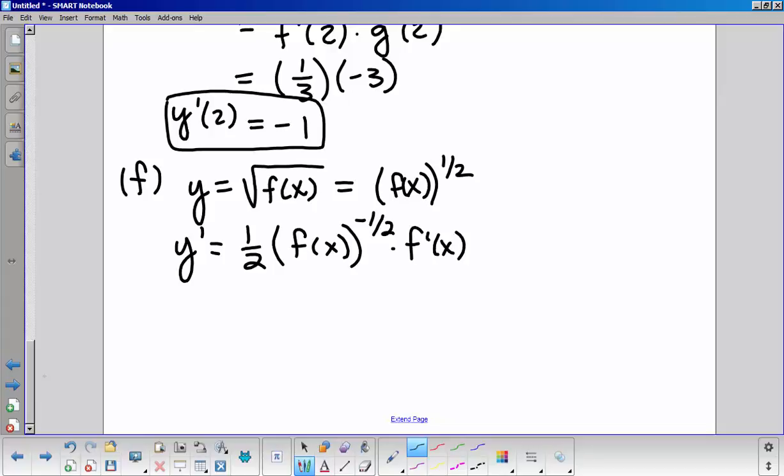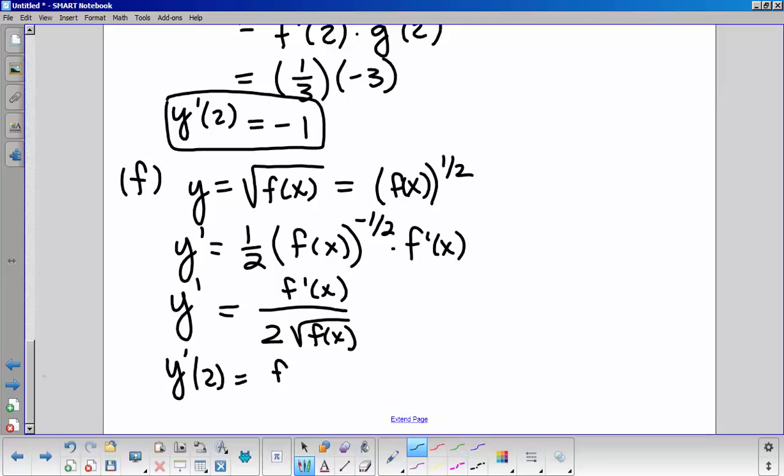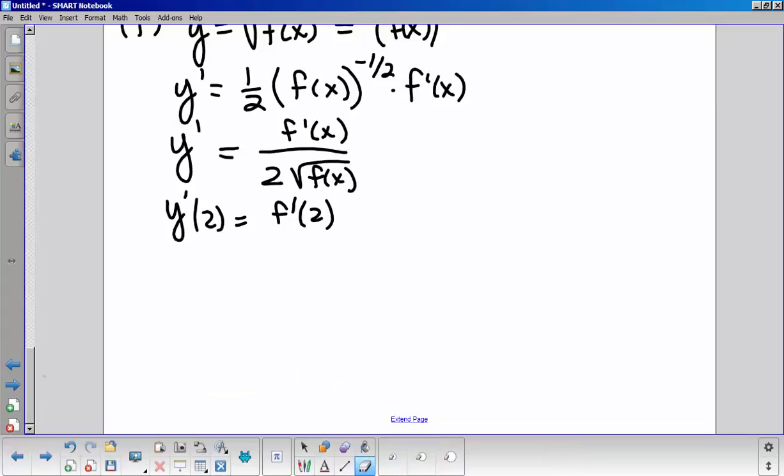Now we're going to put things where they belong, right? What belongs in the denominator? 2. Right, so 2 times square root, good, of f of x. And f prime of x stays on top, right? So we're evaluating this one at 2. So I want y prime of 2. So f prime of 2, I think, is 1/3, right? Yes. Okay, divided by the square root of f of 2.